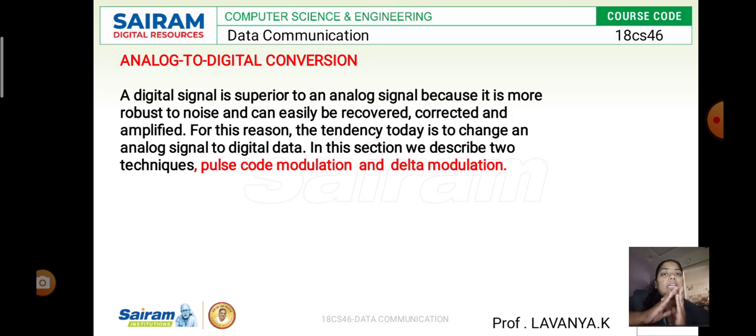We know that an analog signal is a continuous signal, and in that continuous signal we have a lot of noise. To overcome that problem, we use analog to digital conversion. In this conversion, we use two major techniques, PCM, which stands for pulse code modulation, as well as delta modulation.